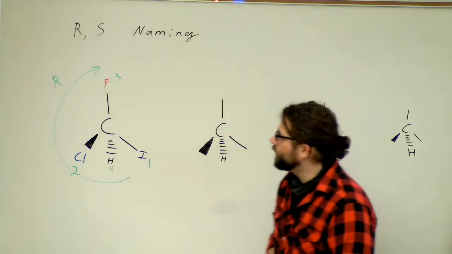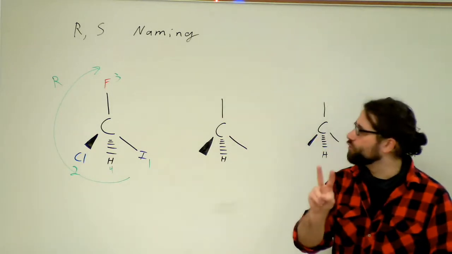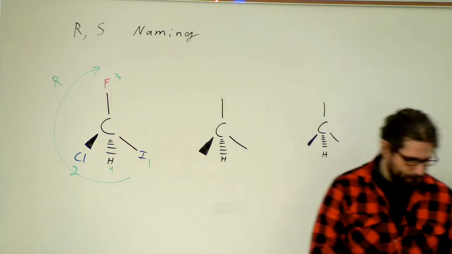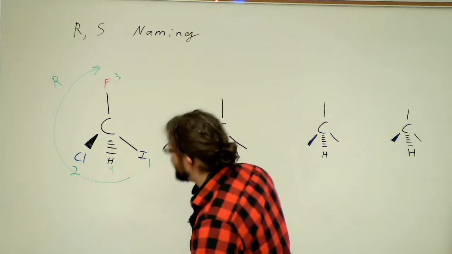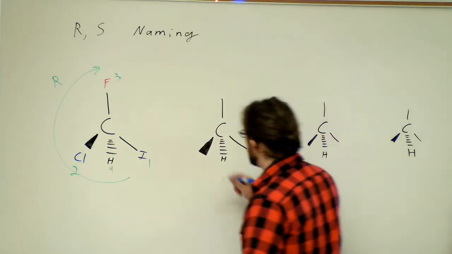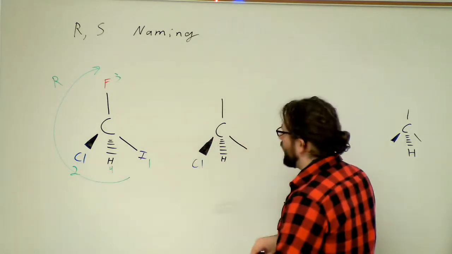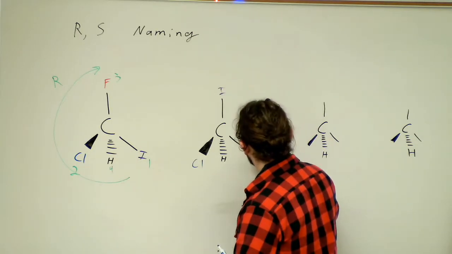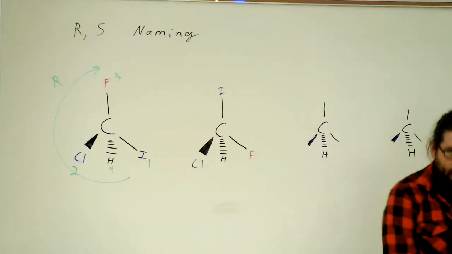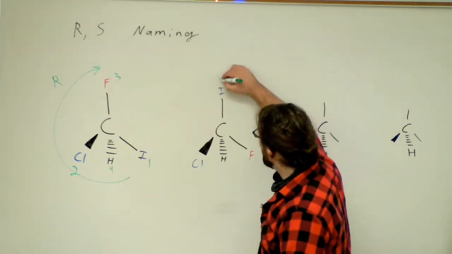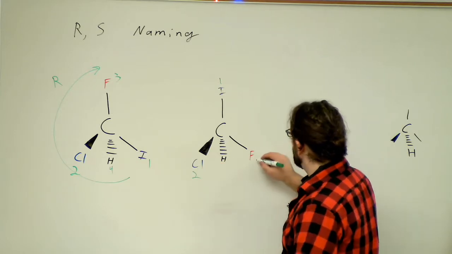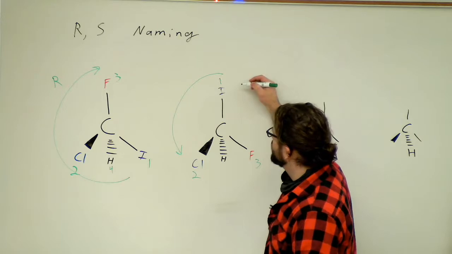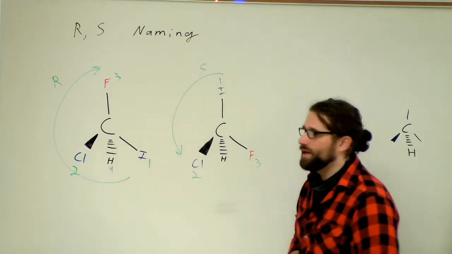convention. Okay? Now what happens if I just flip two of these groups? Any two. I'm going to flip the iodine and the fluorine. Okay? I'm just going to put those on opposite sides. So my chlorine stays in the same spot, but my iodine goes on top. My fluorine goes to the left. Now if I do that and renumber, now this is still 1, this is still 2, fluorine is still 3, but now my arrow goes in the opposite direction. So this would be the S enantiomer.